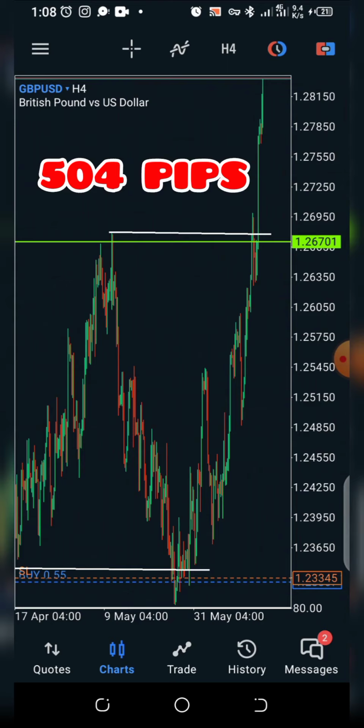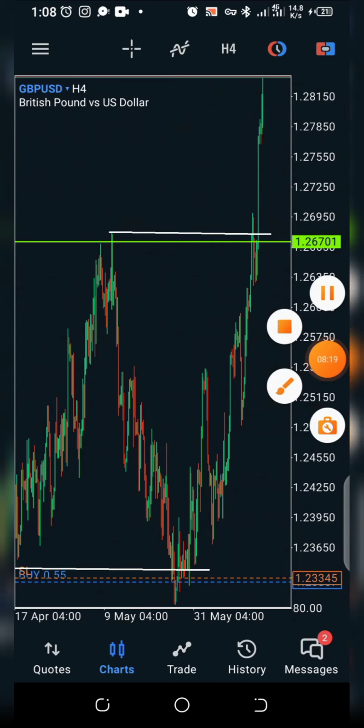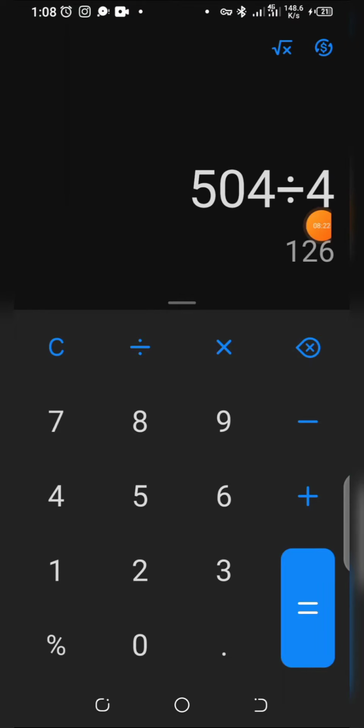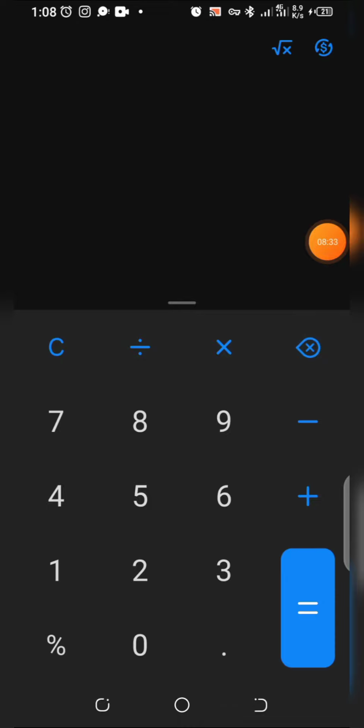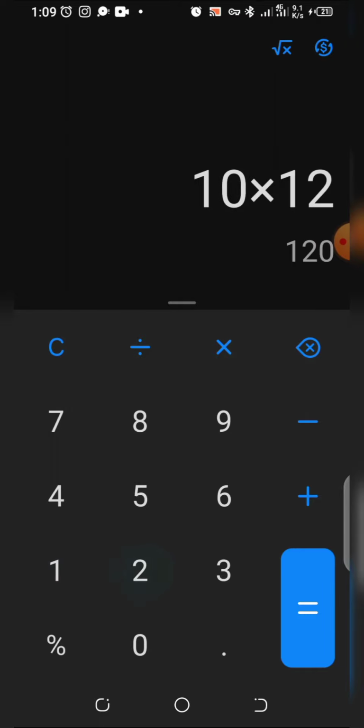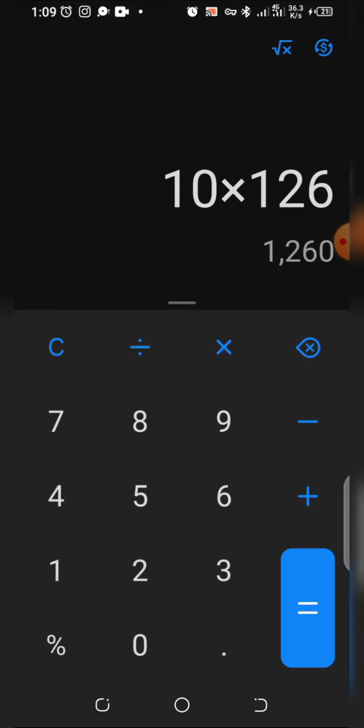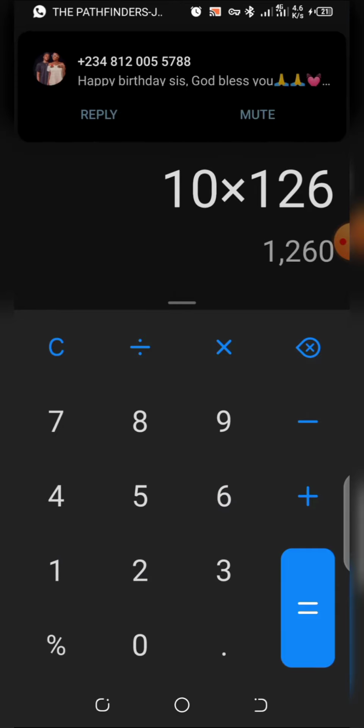504 pips. Divide 504 by 4. You are going to discover that that is a huge RRR right here. 500 divided by 4 just gave us 126, which means our RRR on that trade is 126. What does that mean? That means if the value of my 4 pip stop loss is $10, I'm risking $10 with 126 TP, which is the reward. It means I'm using $10 to gain $1,260.